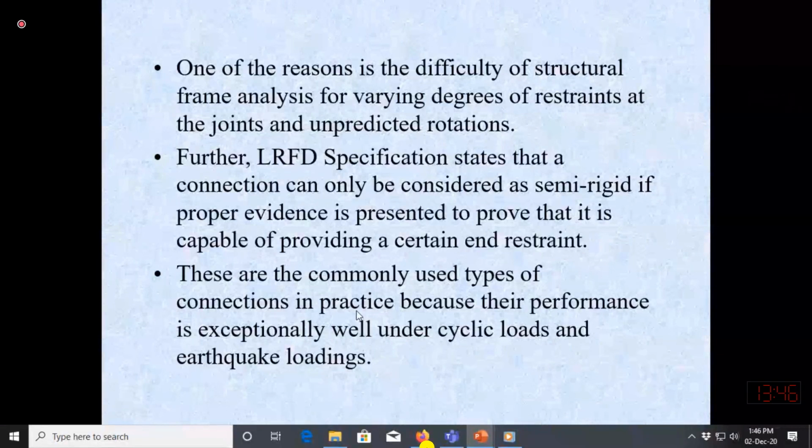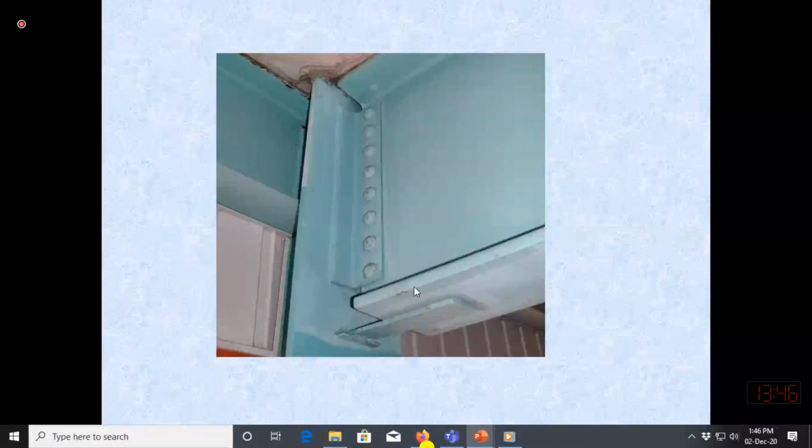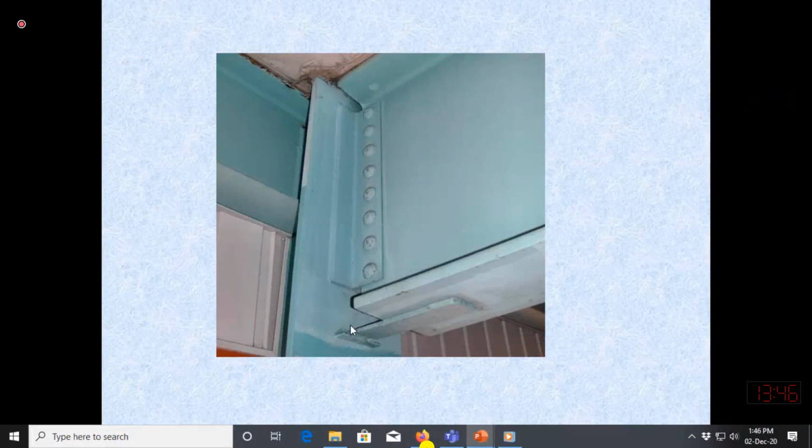Actually, I have told you that the connection will be simple, but we have provided some extra plate just to take care of any extra or unexpected load, which is earthquake load or maybe any cyclic load, if this beam is subjected to it. So it can take any extra moment.